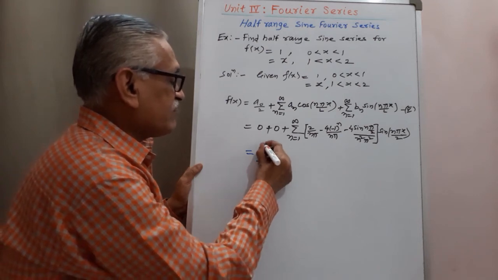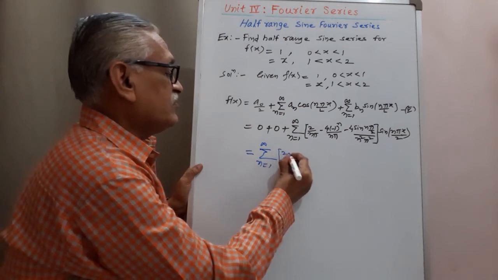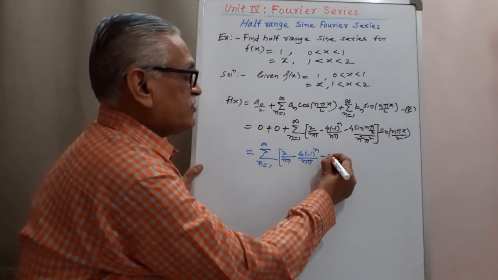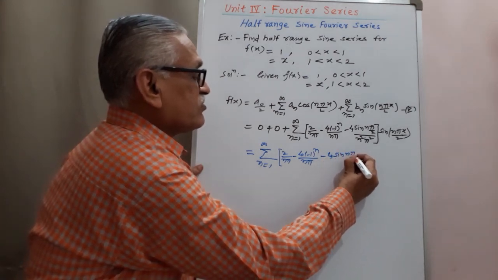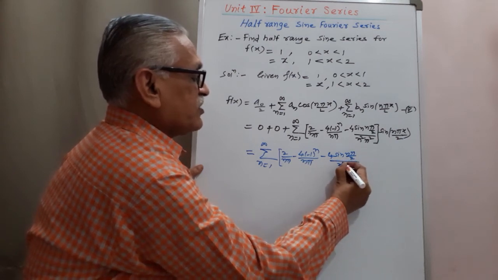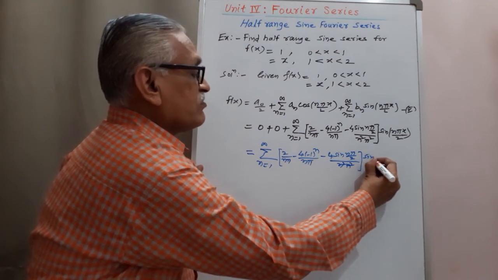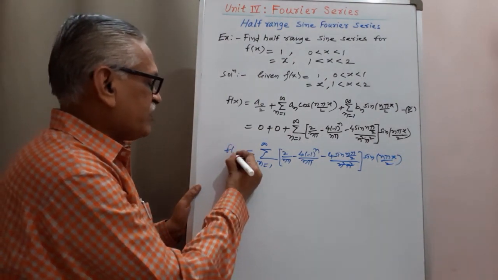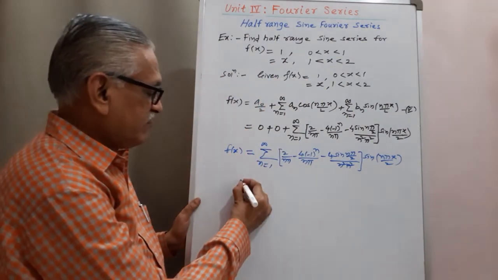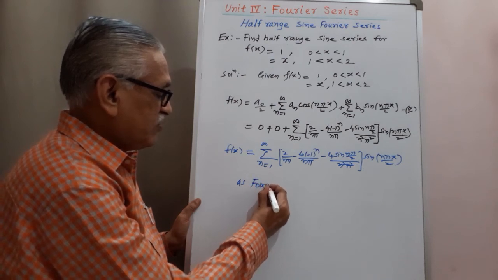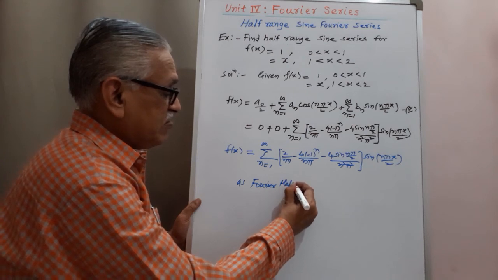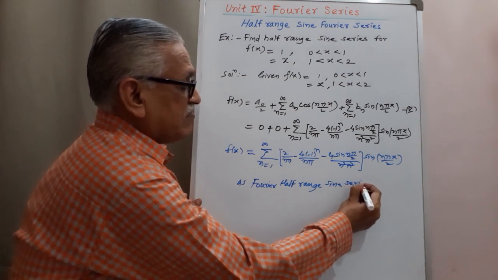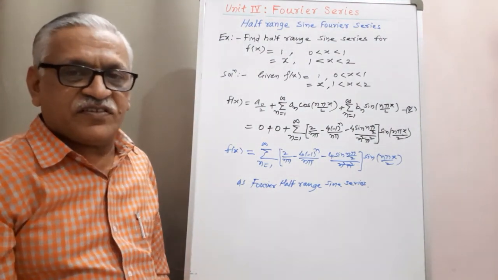the summation from 1 to infinity of 2 by n pi minus 4 times minus 1 raised to n divided by n pi minus 4 times sin n pi by 2 divided by n square pi square, into sin of n pi x by 2, as the required series for the function f(x) having two values. This is the required half-range Fourier sine series.